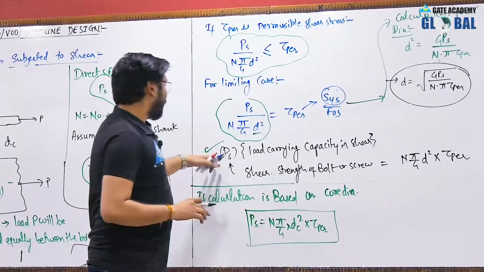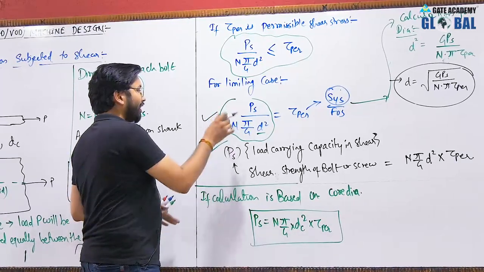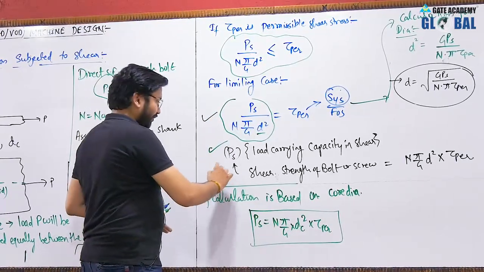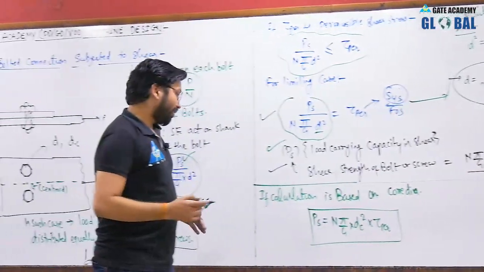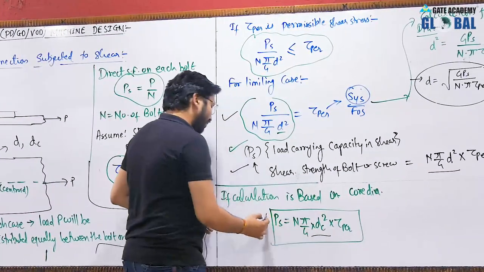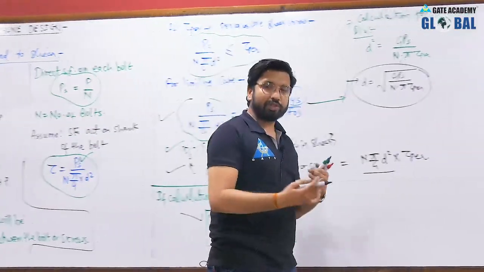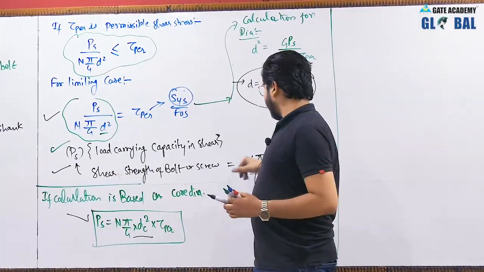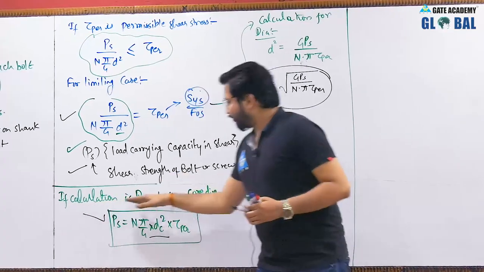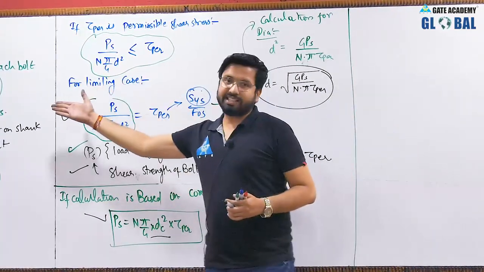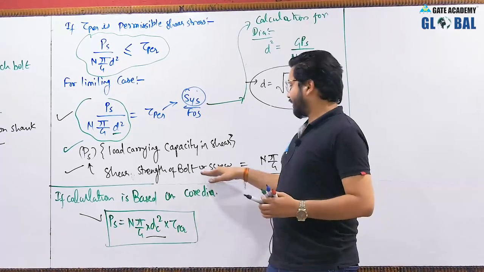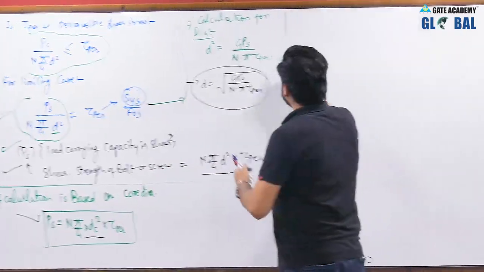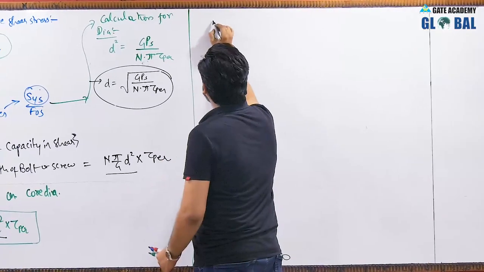Okay, so the load carrying capacity can be calculated using this relationship, which is based on the measured diameter, or based on the core diameter we can also calculate the same thing. But the values will be different here, as dc is less than d. If you assume that the core portion is carrying the load, then definitely the load carrying capacity is going to be lower than this value. So from this condition we can also calculate the dc.